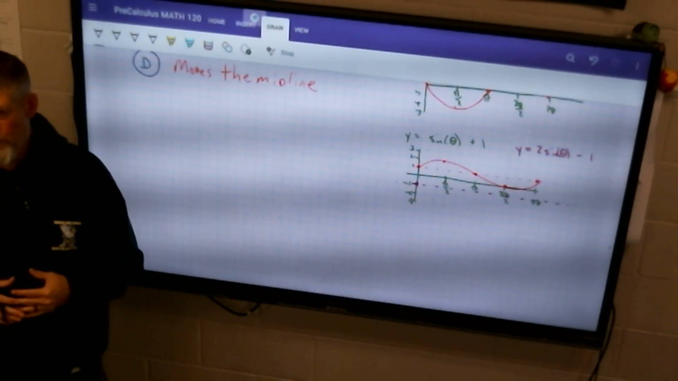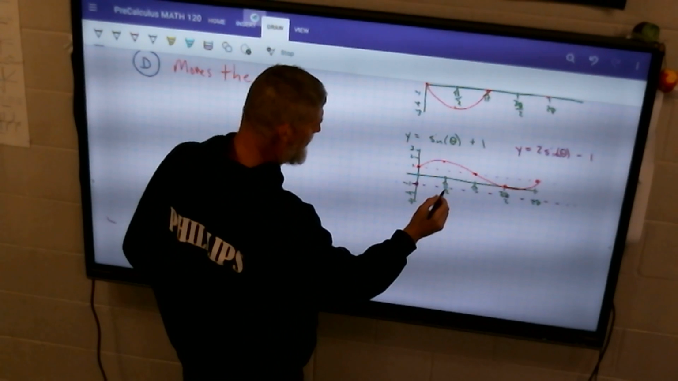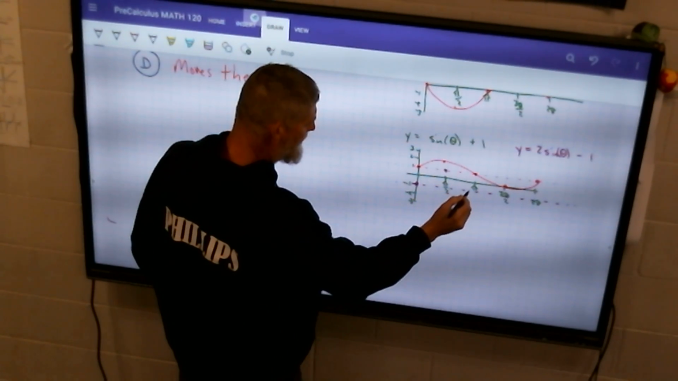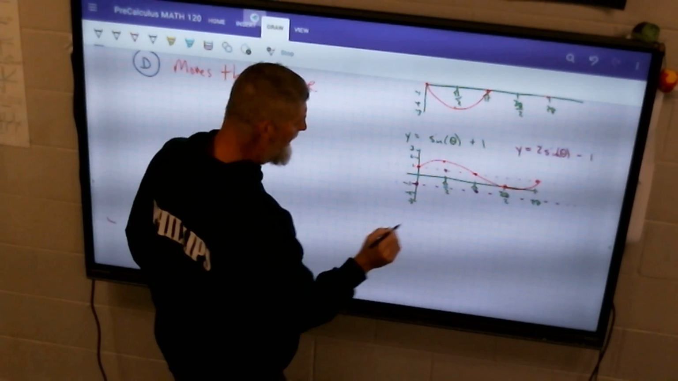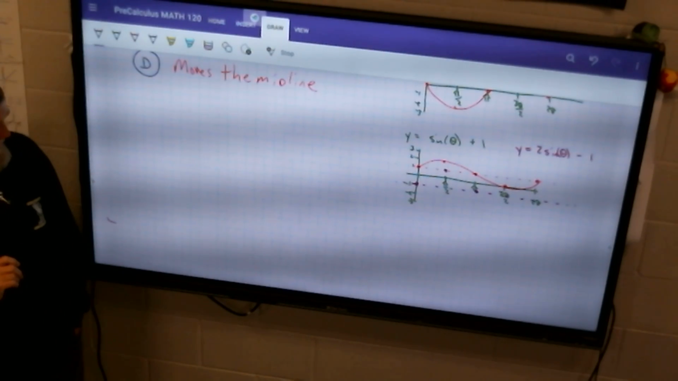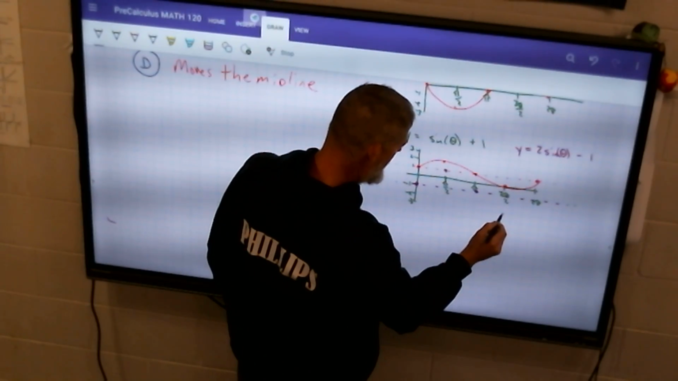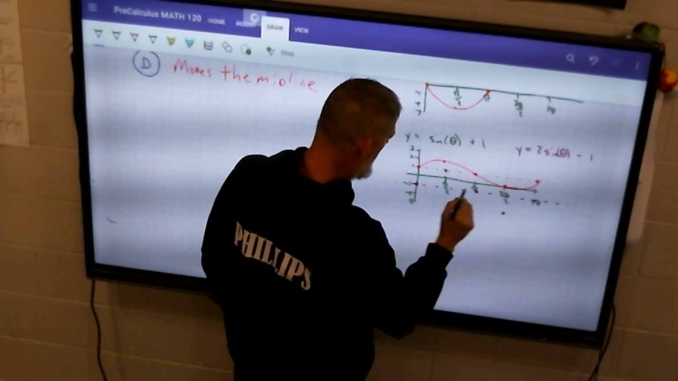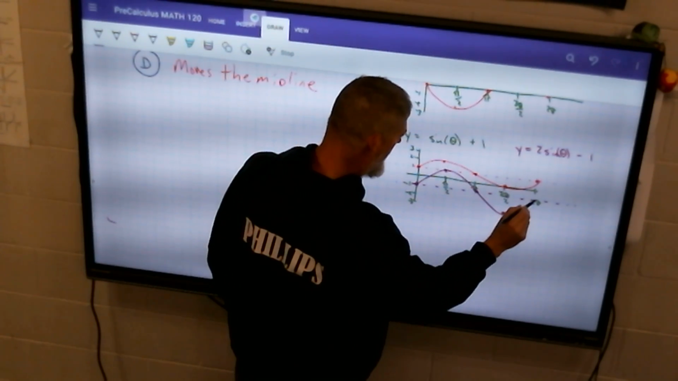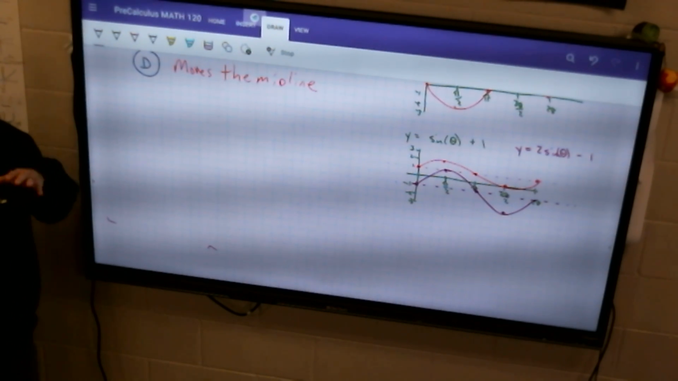What am I going to do with my amplitude now? It's going to go up. So at pi over 2, it's going to go up 1, 2. Then it's going to come back to 0 at pi. What's going to happen at 3 pi over 2? It's going to go down 2 to negative 3. And then it's going to come back to 0. And there's my shift of my wave. I've expanded the amplitude and I've shifted the midline.